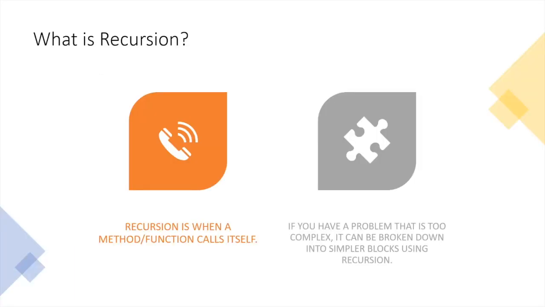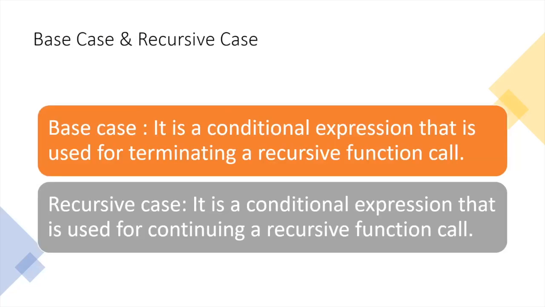You broke the problem into simpler blocks, which is dividing the stack into two and then counting it to get the final result. Within recursion, we have two important conditions, which are the base case and the recursive case. The base case is also known as the terminating case because it is the conditional expression that helps terminate a recursive call, whereas the recursive case is the condition which helps us continue the recursive call. So now you know what the base case and recursive case mean.